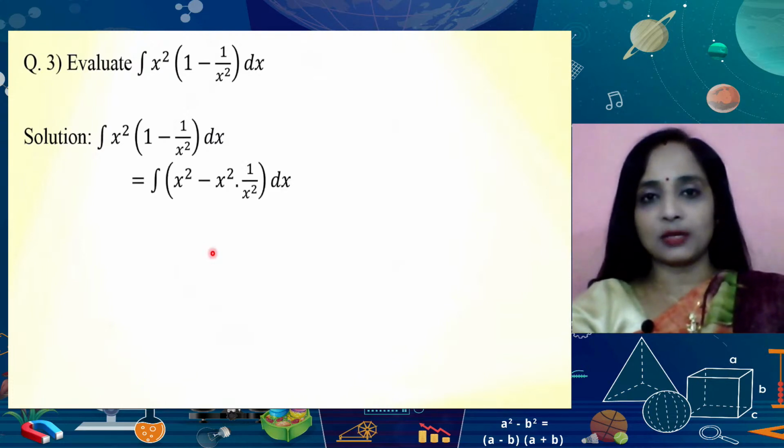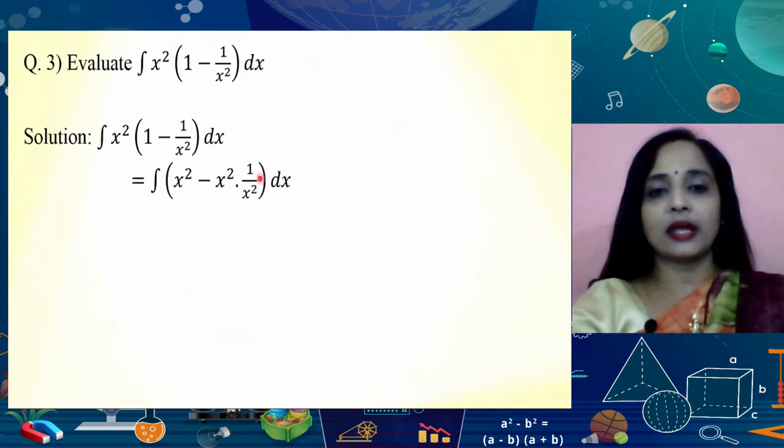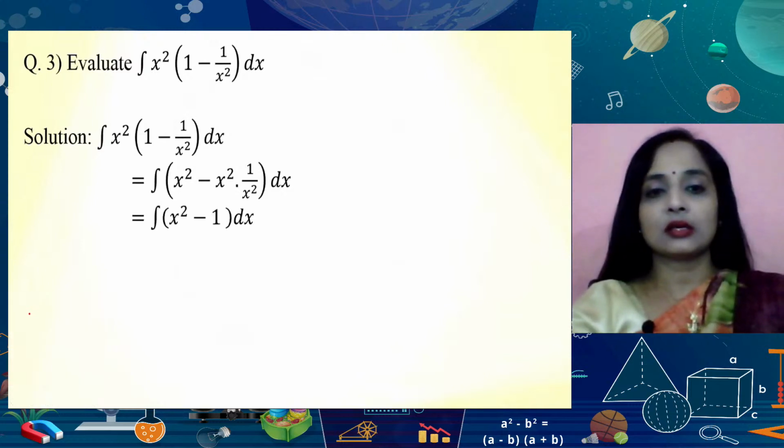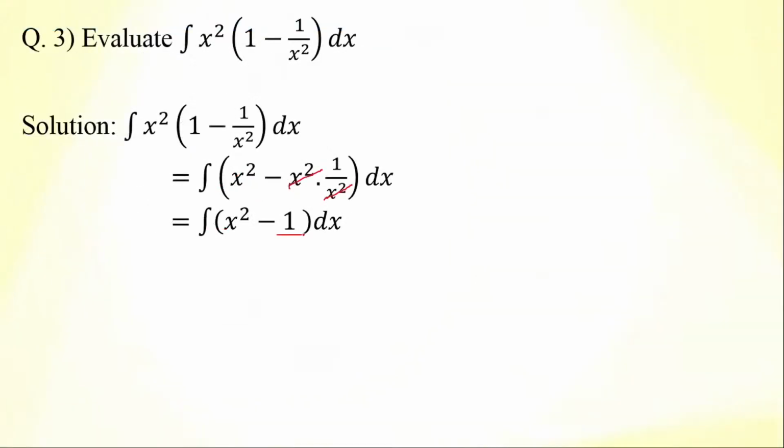X square is multiplied to 1, you get x square. X square is multiplied to 1 by x square, you will get x square into 1 by x square. So this x square will cancel this x square and you will get 1 only. So actually you have to integrate now x square minus 1. So the integrand is x square minus 1 now.